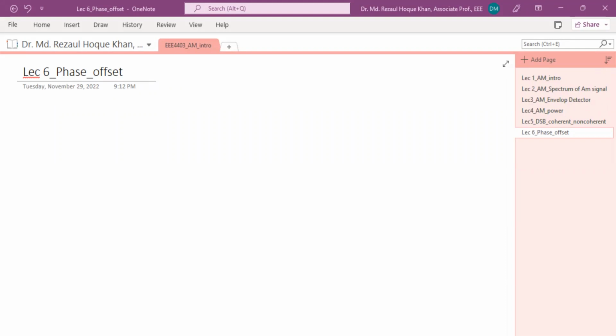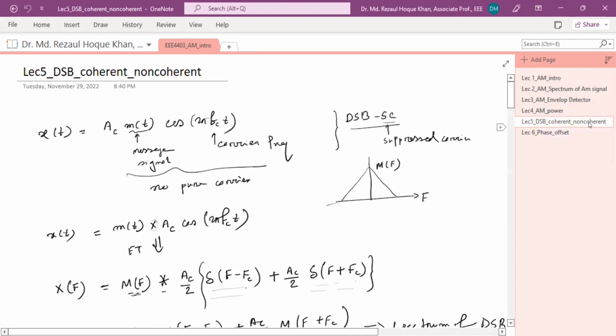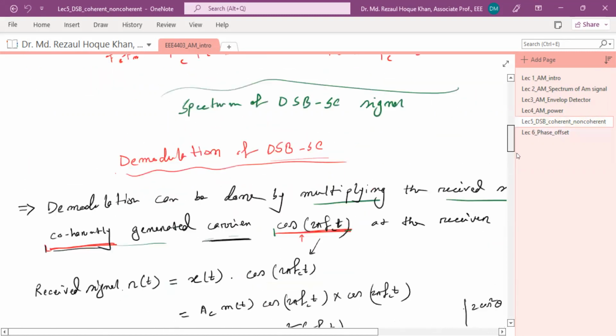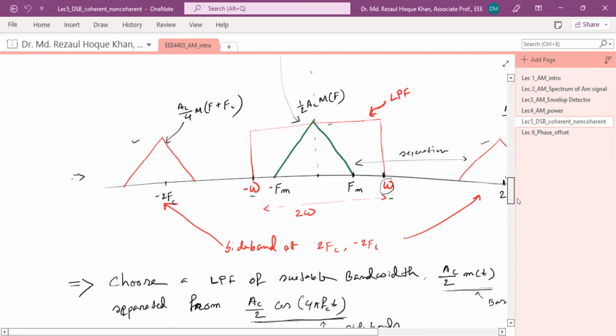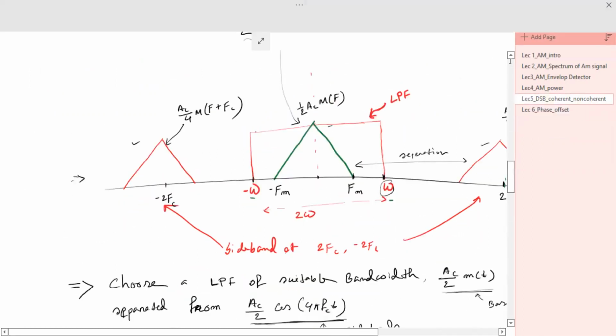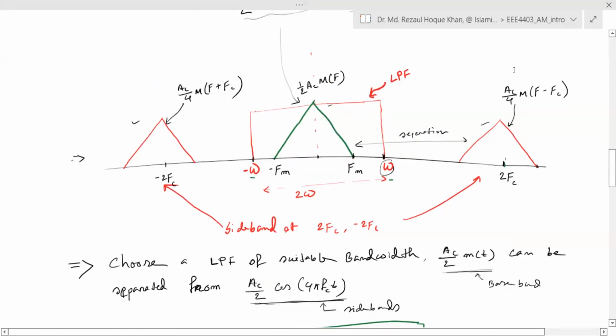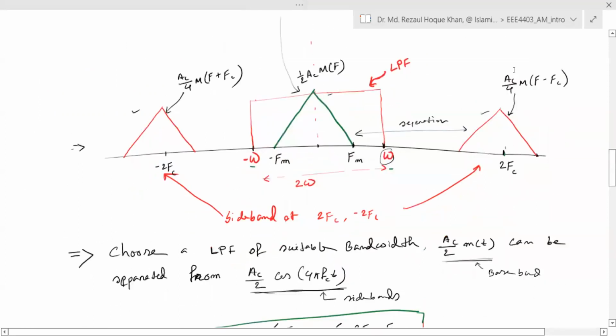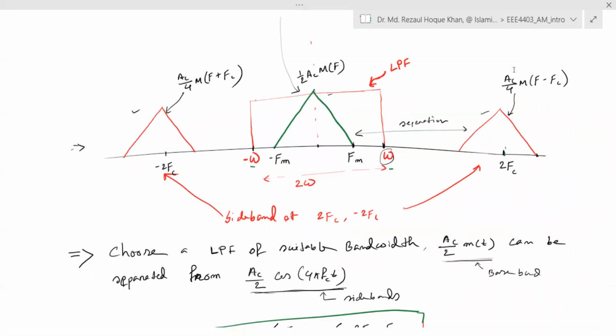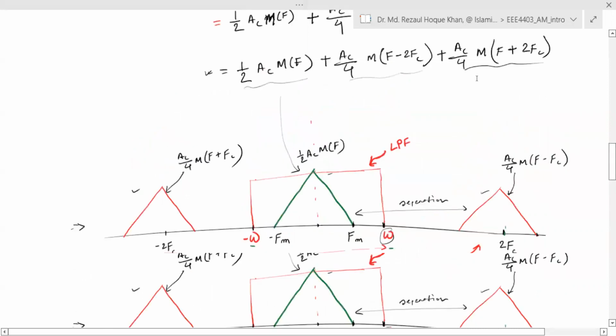This is a continuation of our last class. In our last class, we did DSB, double sideband suppressed carrier, coherent and non-coherent demodulation. So what we did in coherent demodulation, let me provide you some correction to that lecture of coherent demodulation, which is actually this topic.